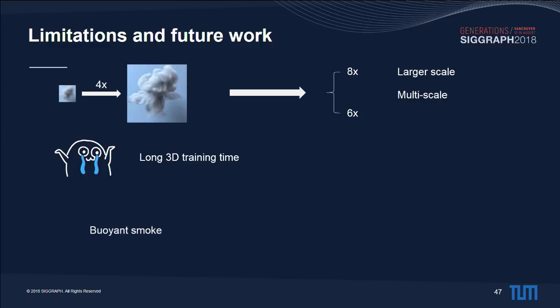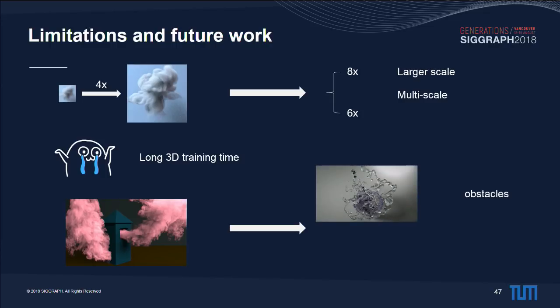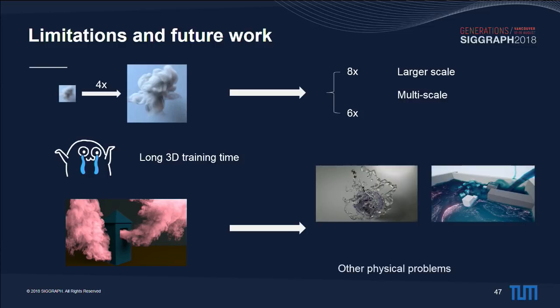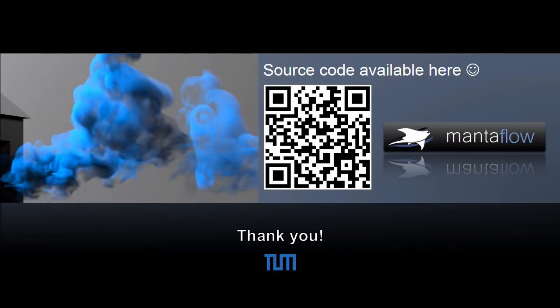And currently, we just tried the buoyant smoke just like this. So in the future, we also want to try some other data sets like liquid, obstacle data sets, and maybe some other physics problems, because in most of the physics field, the temporal information is very important. So all of our data are generated by MANTAFlow, and our source code is available here.